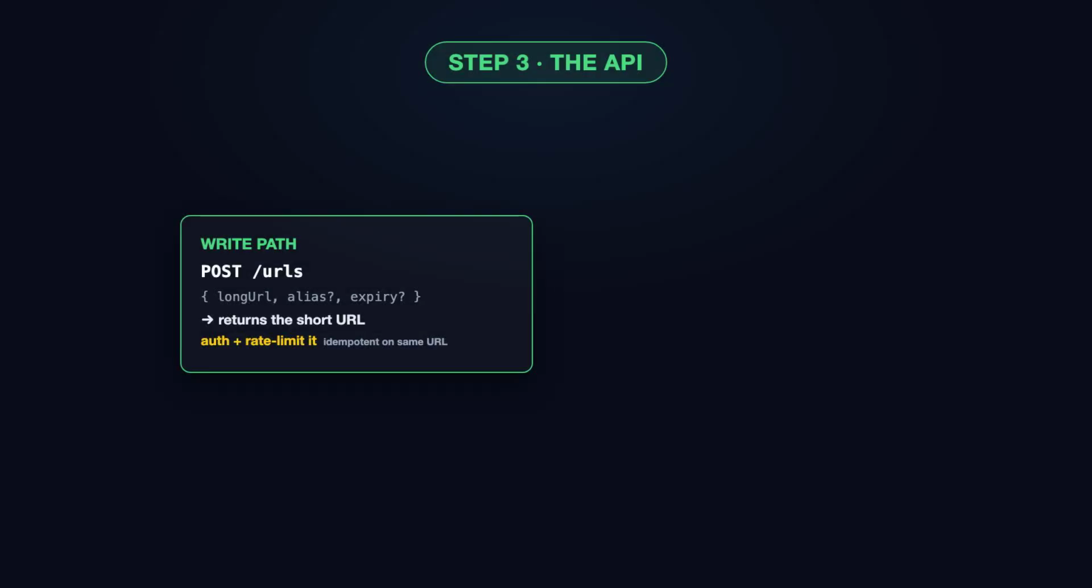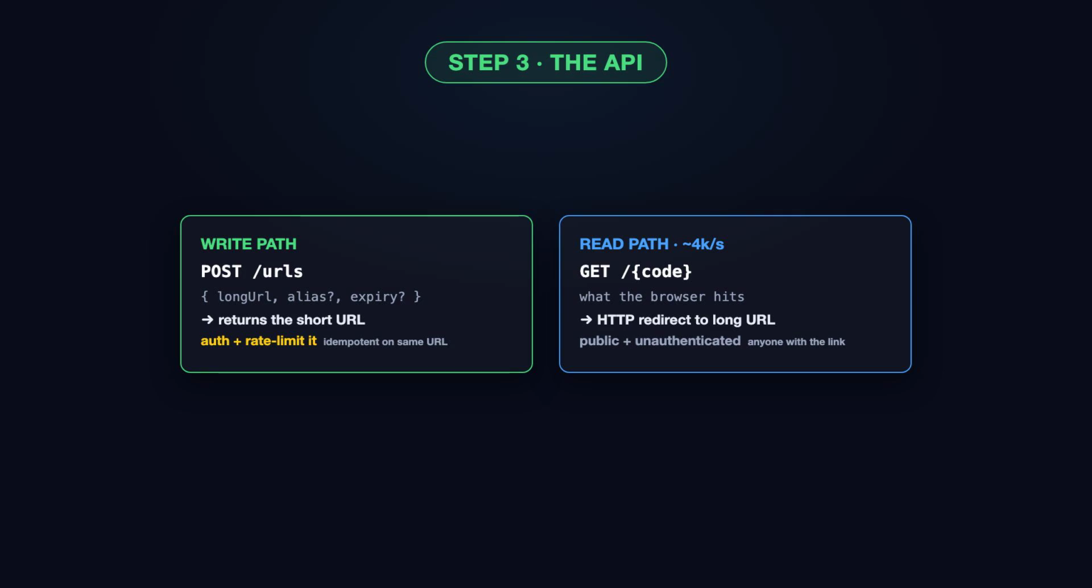Step 3. Define the API. Keep it tiny. This system only needs 2 endpoints, and interviewers love when you resist overbuilding. The first is create. A post to /urls, with the long URL in the request body, and optionally a custom alias and an expiry. It returns the newly created short URL. That is your write path.